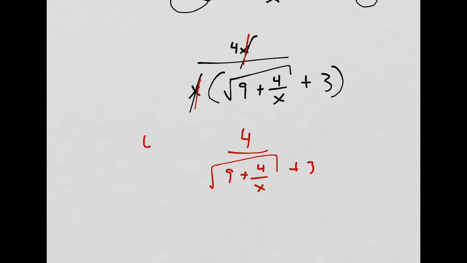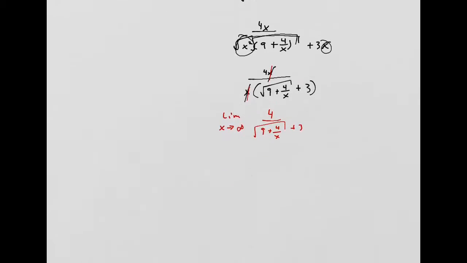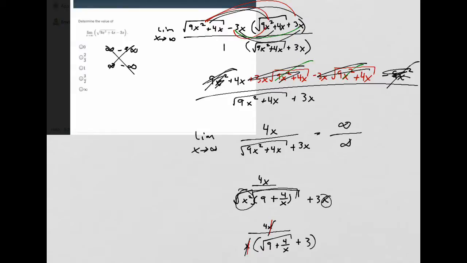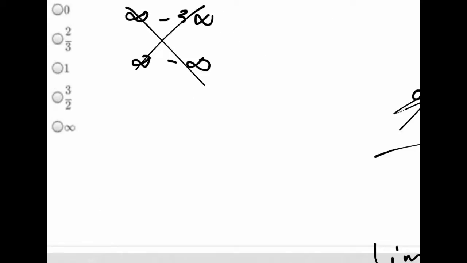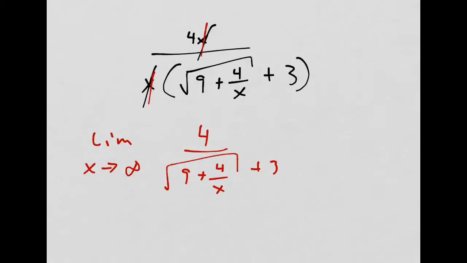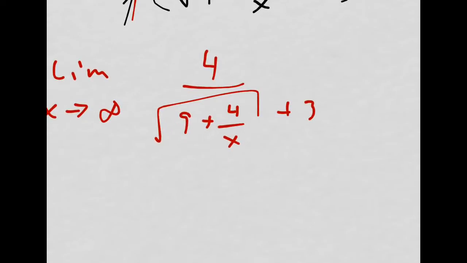Okay, now let's evaluate the limit. Hopefully it works now. As x goes to infinity, this goes to 0, right? Because the top stays the same. It's not changing, it's not growing. And the bottom is exploding. It's going to infinity. So the whole fraction goes to 0.